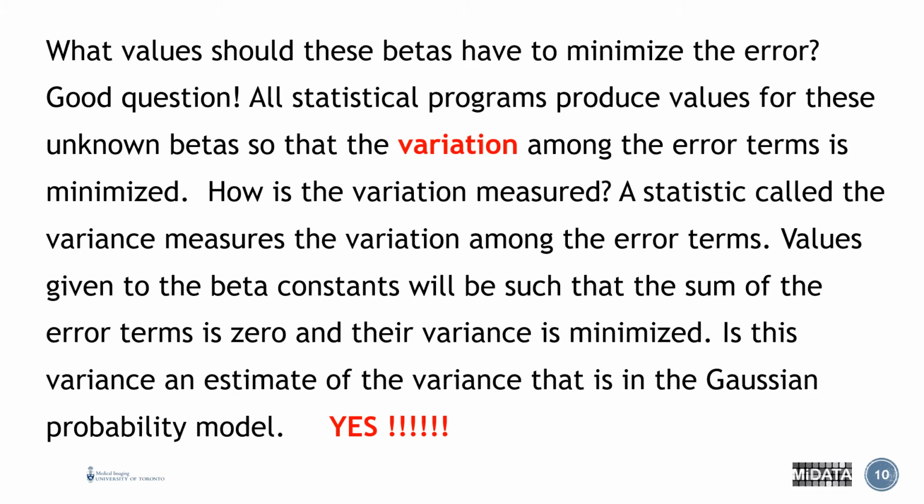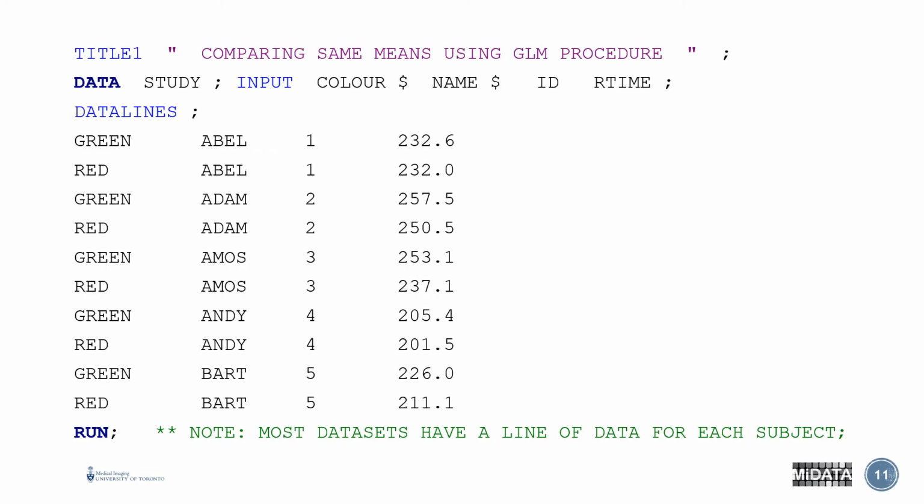So how is this variation measured? Something you know well already. It's a statistic called the variance. Values given to the beta constants will be such that the sum of the error terms is 0 and their variance is minimized. Now, is this variance an estimate of the variance in the Gaussian probability model? Yes, of course.